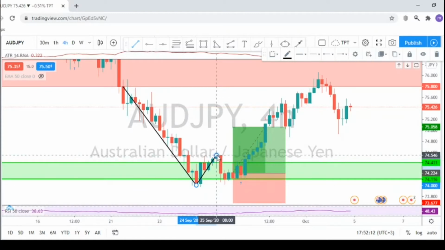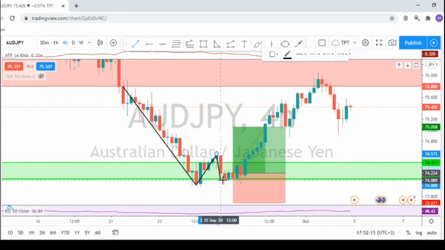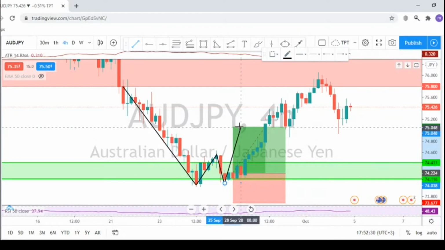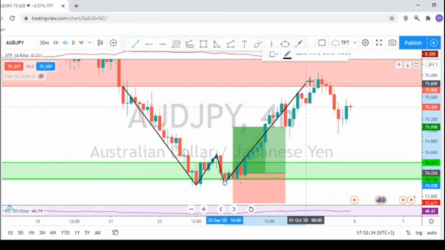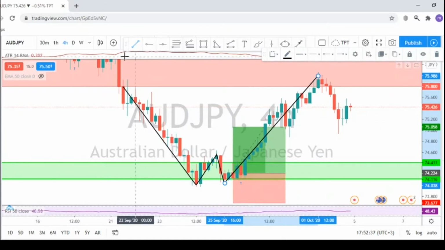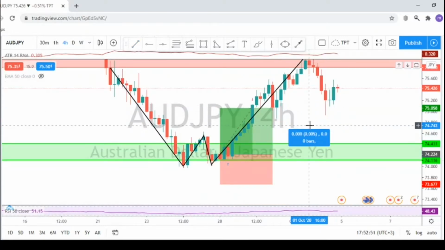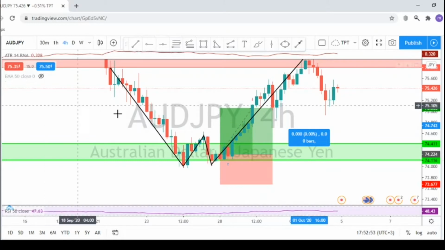it came up here and made a pullback to this same level of structure, making a double bottom. With this double bottom, there was a bullish candle, and at the close of this bullish candle is where I took the trade and hit my target within a short period of time, and came up here to this level of resistance. This trade made me about 84 pips within a short period of time.